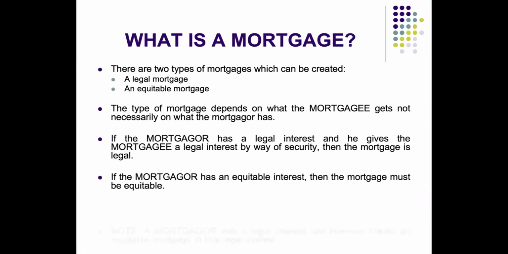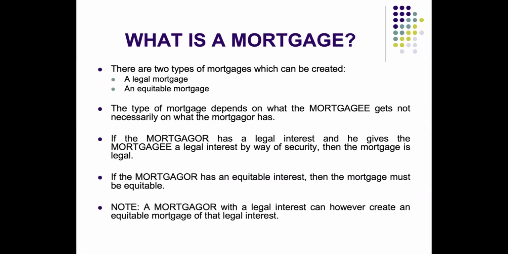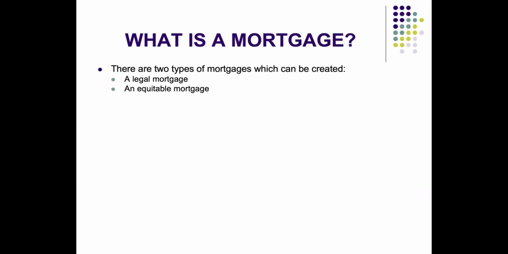So there are two types of mortgages which can be created: a legal mortgage and an equitable mortgage. Go take that off for me, Trent, and someone explain to me what is a legal mortgage. What is a legal mortgage? You guys should have known this. You guys have been studying, right? Well, we should have been studying. Go, Akil.